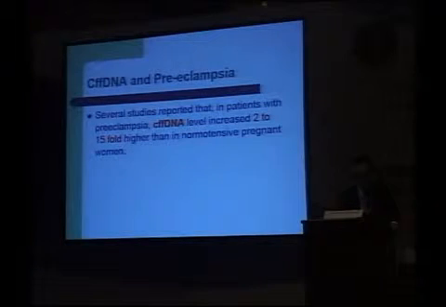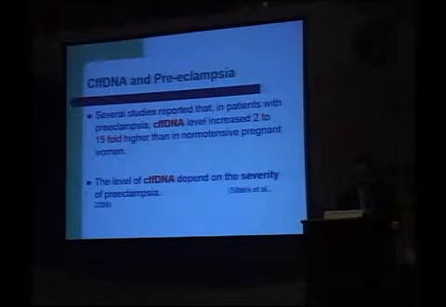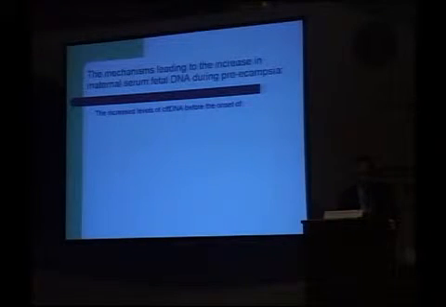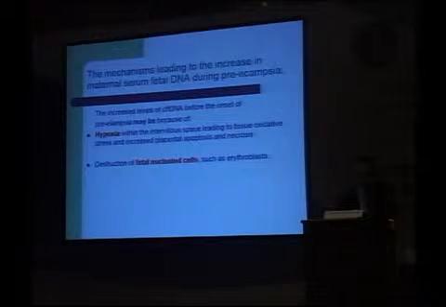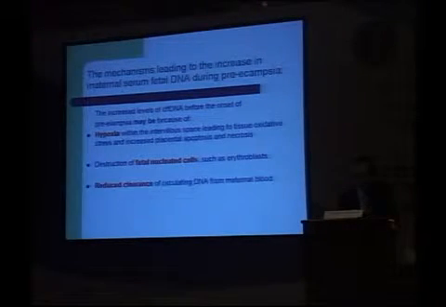Several studies reported that the free fetal DNA level increased 2 to 15 folds higher in preeclamptic patients than in normotensive pregnant women. The level increased according to the severity of preeclampsia. As for the mechanism, we thought that the free fetal DNA increased in preeclamptic patients due to placental hypoxia, which leads to placental apoptosis and necrosis and release of DNA into intervillous spaces, or destruction of fetal nucleated cells such as erythroblasts, and reduced clearance of the free fetal DNA from the maternal blood.